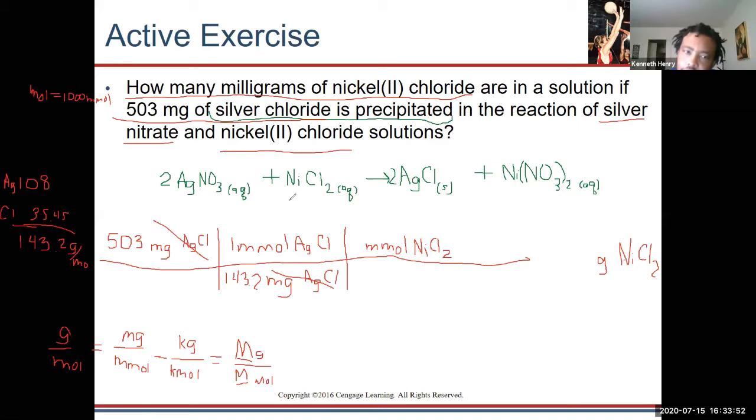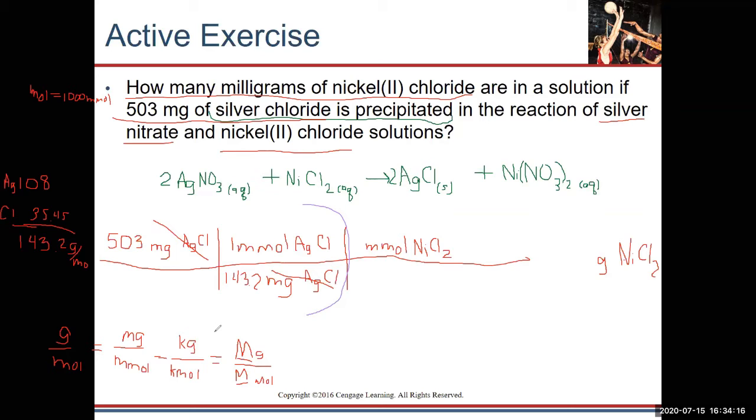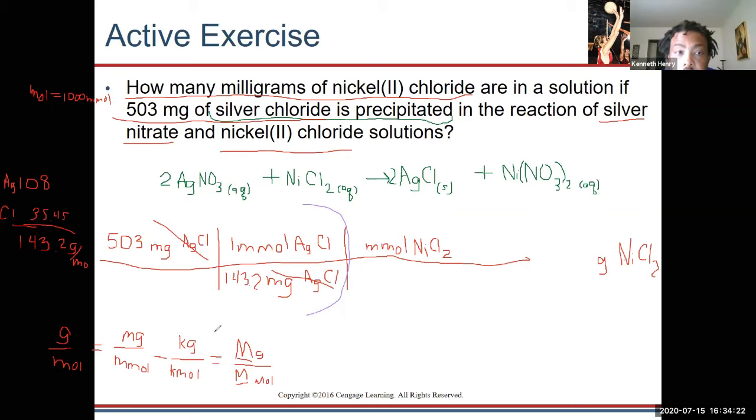Relax. I'm asking you about moles, right? Because right now, if we do the calculation and plug this into our calculator, up until the point right here, what are the units that we have? Because we crossed out milligrams. What are our units? Millimoles. Millimoles of what? AgCl. Silver chloride. Okay, so I have millimoles of silver chloride. How am I going to get to millimoles of nickel chloride?